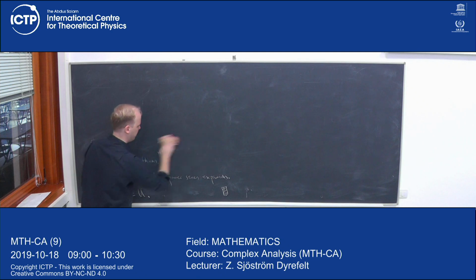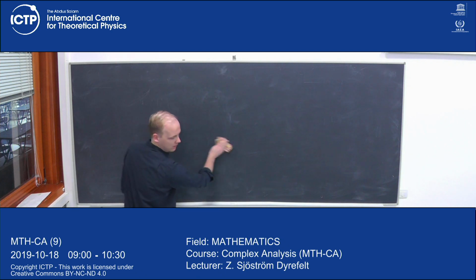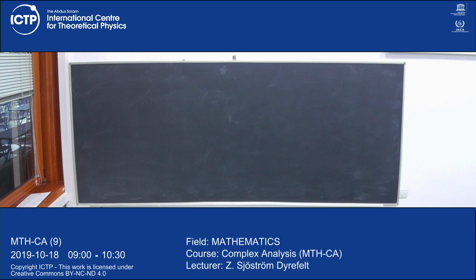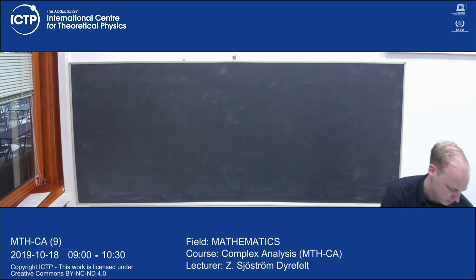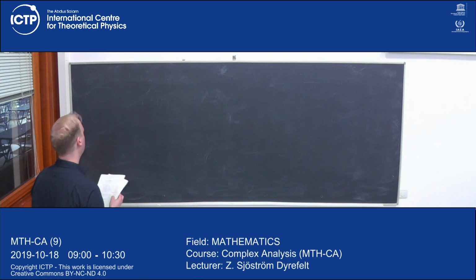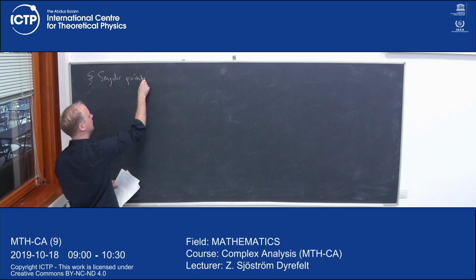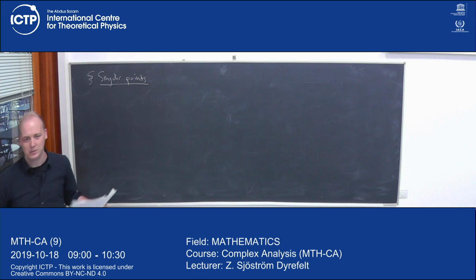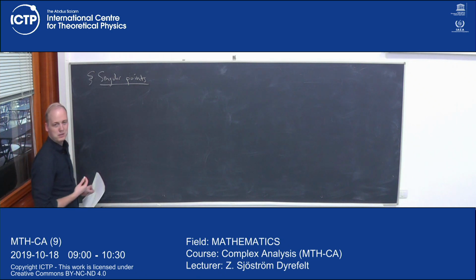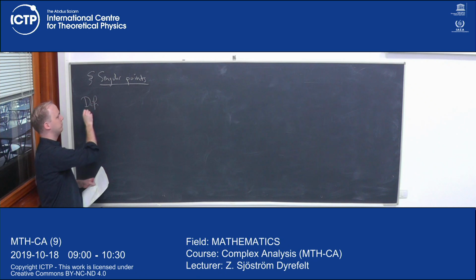Okay, so now we proved this theorem. Now I want to talk about zeros and poles. Let's see. Okay, so now let's talk about singular points. So now we showed this behavior that zeros are isolated. Now we have proven this. Now we want to talk about singularities. And we're always concerned with isolated singularities. So we look at the following definition.